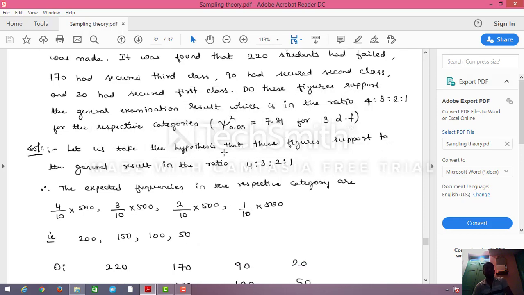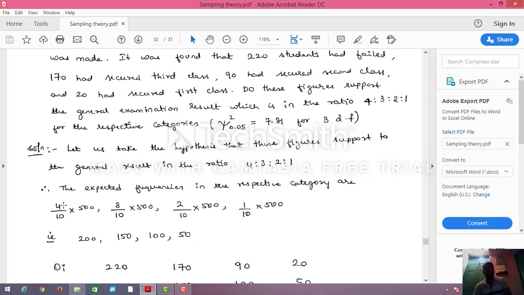Let us take the hypothesis that the figures support the general results in the ratio 4 is to 3 is to 2 is to 1. Now, the total students are how many? 500. So 4 divided by 10 into 500, 3 divided by 10 into 500, 2 divided by 10 into 500, 1 by 10 into 500. How does this 10 come? I will tell you. See here. The ratio is 4 plus 3, which is 7. 7 plus 2 is 9. 9 plus 1 is 10. The total ratio is 10.